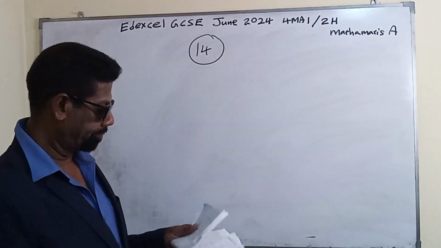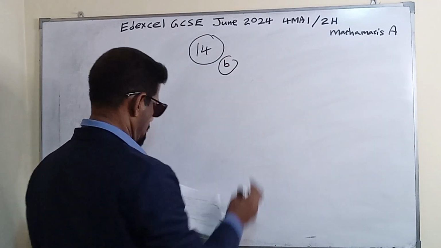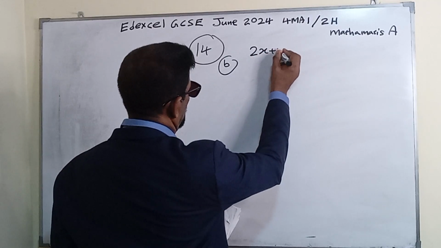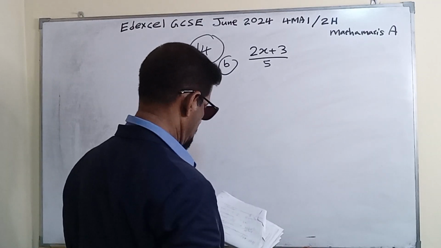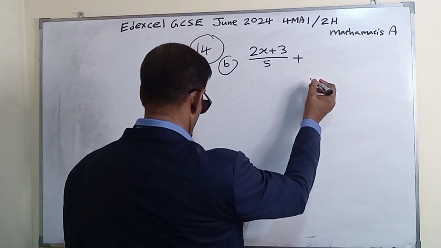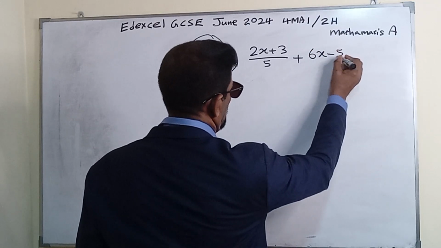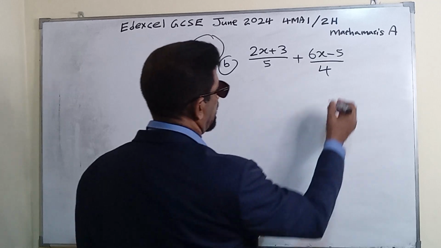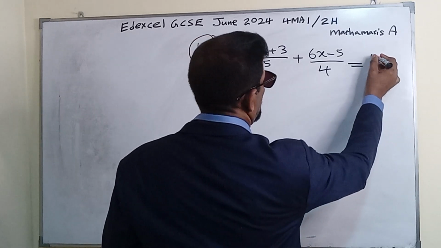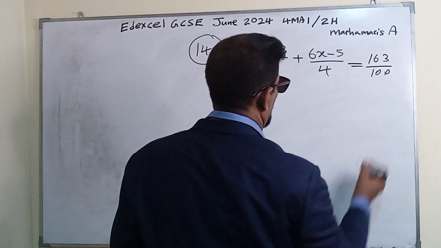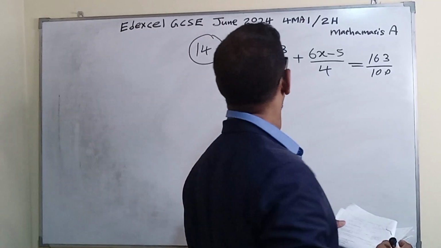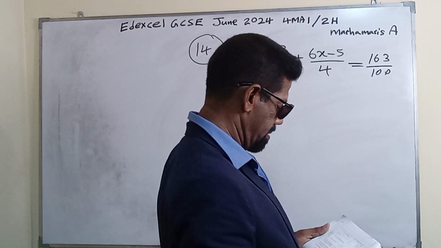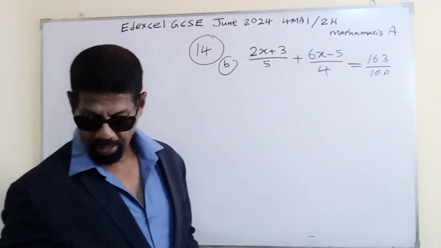B. So 2x plus 3 over 5 plus 6x minus 5 over 4 equals 163 over 100. Show clear working. Solve that. Right.